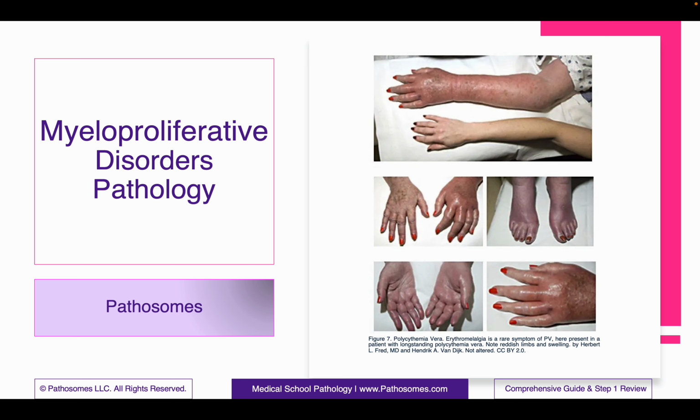What's going on with your patient's arm? Well, as you can see, it's somewhat swollen and erythematous. We call this erythromelalgia, and it's a rare symptom of Polycythemia Vera. We're going to talk about this and much more in today's presentation, which is Myeloproliferative Disorders Pathology.